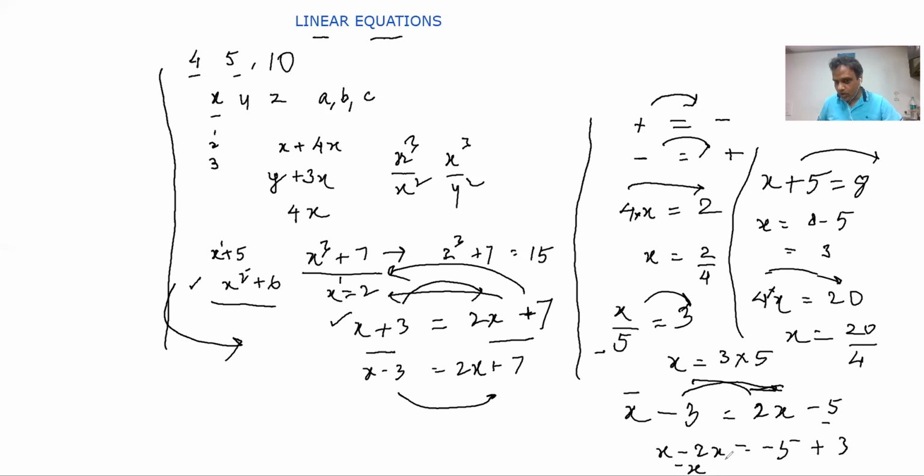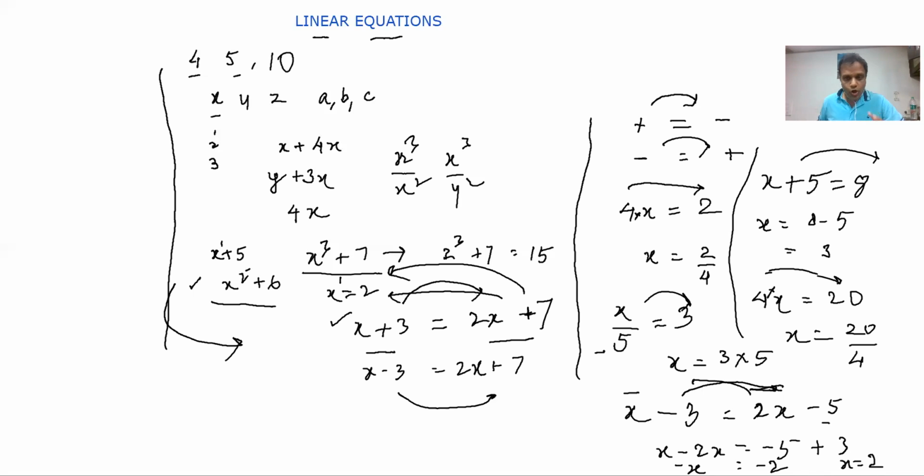x minus 2x is what? Minus x. This we studied in the negative integers. 1 minus 2 is minus 1x, which is equal to minus 2. Minus 5 plus 3 is minus 2. That is the reason we studied the negative integers. So what is x? x is equal to 2.